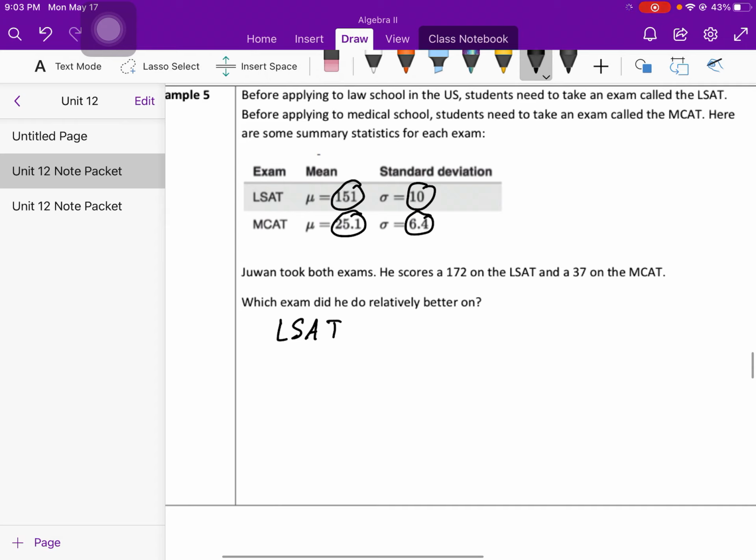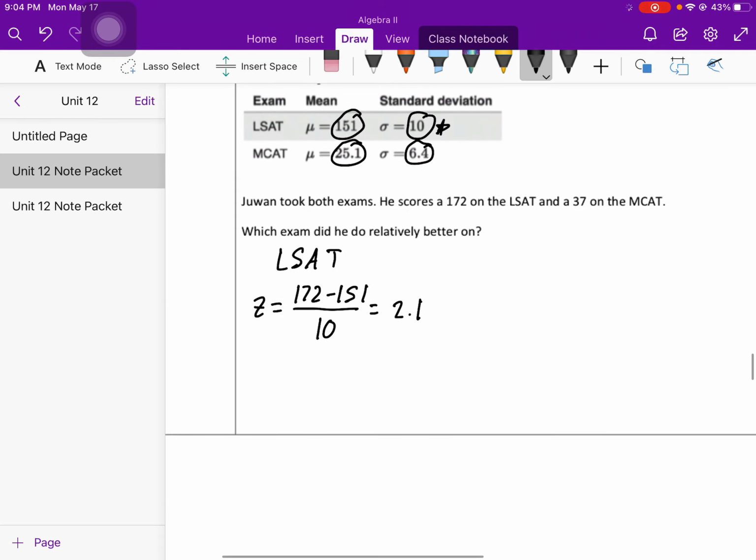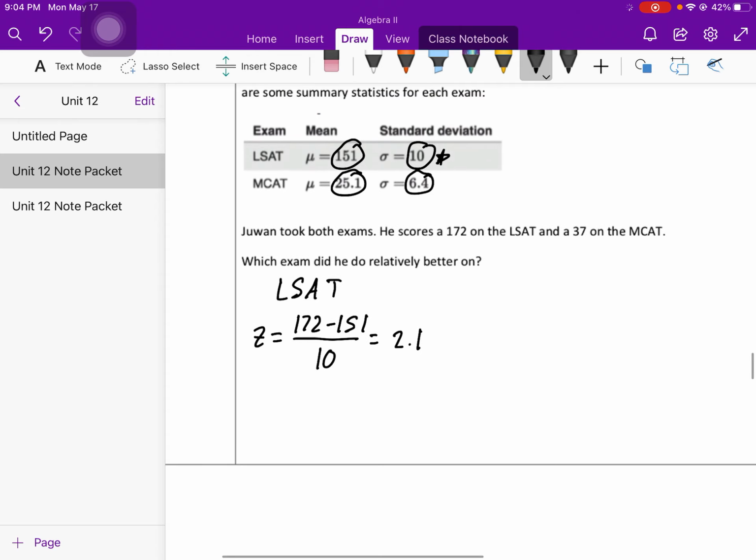So for the LSAT, our z-score is going to be 172, because that's what we're observing, minus 151, divided by the standard deviation here, which is 10. So this is going to end up being approximately 2.1 after you do all of that. So that's at least 2 above. So that's a pretty good standard deviation, probably a pretty good score.